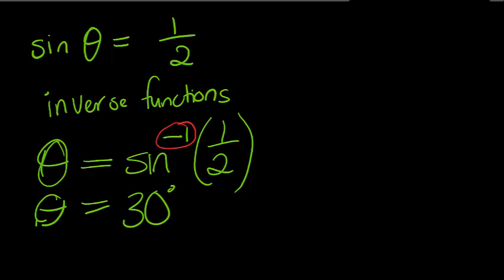So how do we calculate an angle? When you've got the answer sine of theta or sine of an unknown angle is equal to a number or a fraction, we use the inverse function.